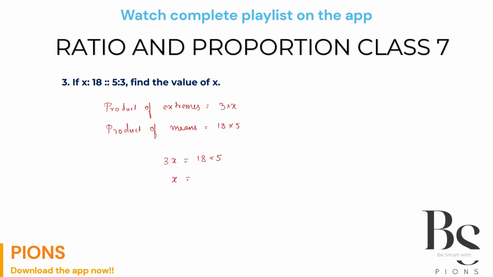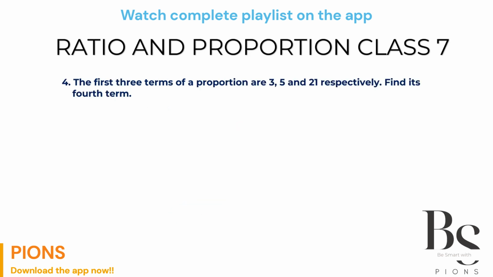So it will, sorry, 3 on the right hand side. It will be 18 into 5 whole divided by 3. And that will give you 3 6s are 18, and 6 into 5, x will be equal to 30. That is our final answer for this question. Let's move to question number 4.